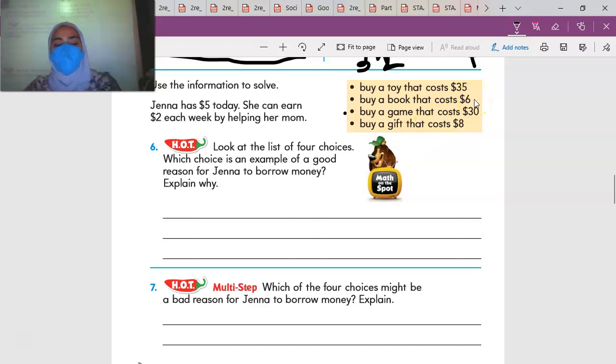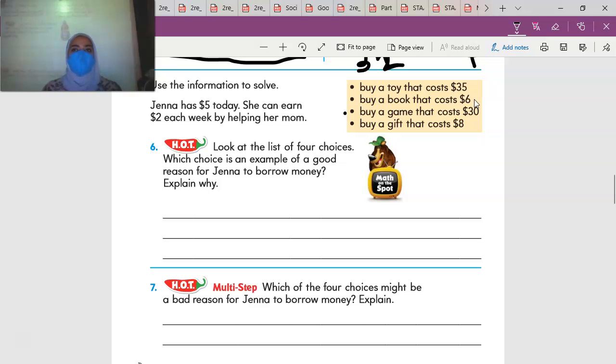It's only $6. Doesn't she already have 5? Yeah, she already has 5. So how much more does she need to borrow? 1. Isn't it going to be easy for her to pay back $1? Yeah, it's going to be much easier to pay back $1 than to pay back $20. That's going to take you forever, especially if you only get paid $2 a week. You're trying to think of the fastest way to pay the person back.